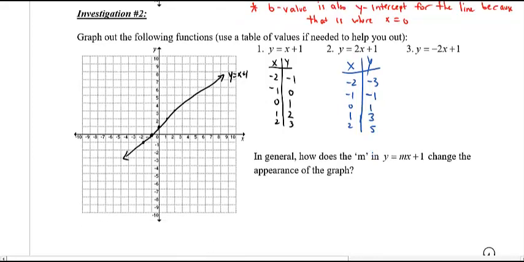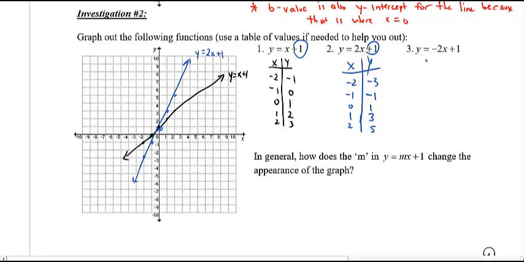So let me plot those points now. Negative 2, comma, negative 3. Negative 1, negative 1. 0, comma 1. 1, comma 3. And 2, comma 5. Okay, there's the line y equals 2x plus 1. Notice both of these are plus 1, right? So the y-intercept must be positive 1.